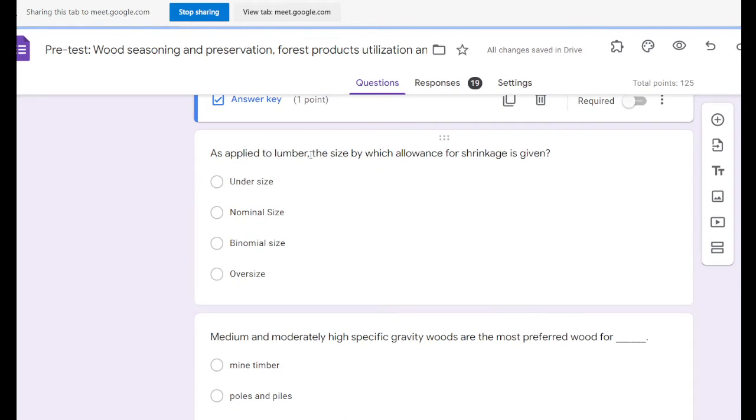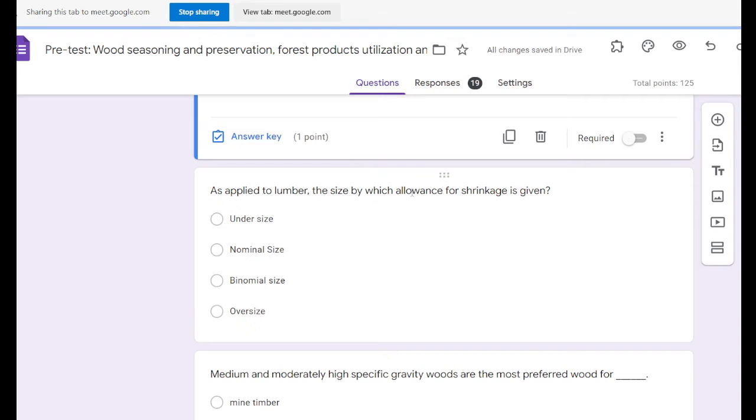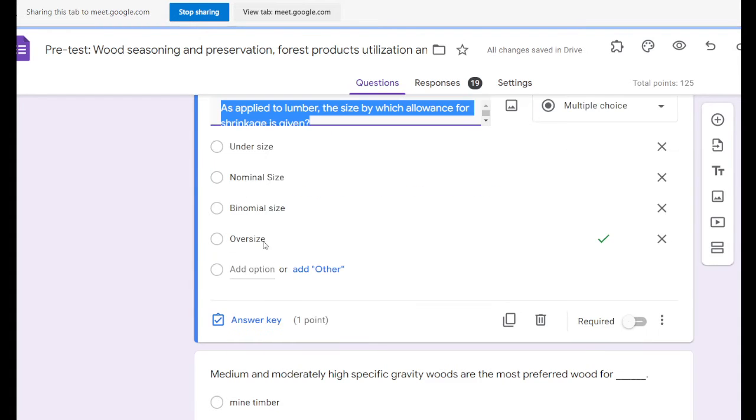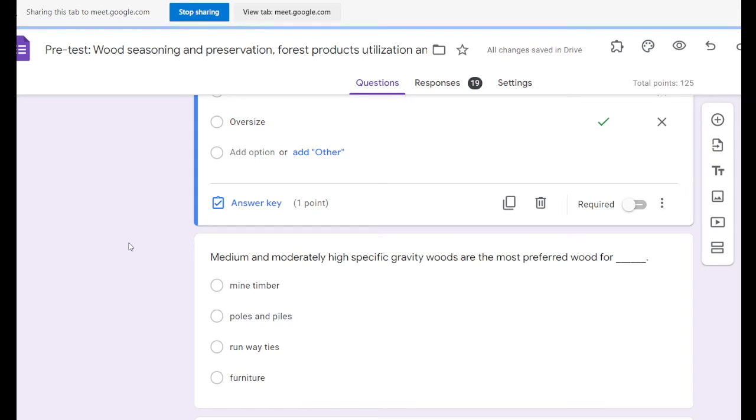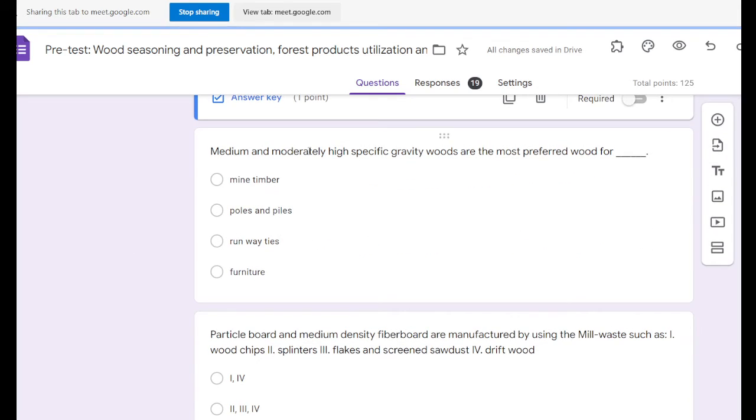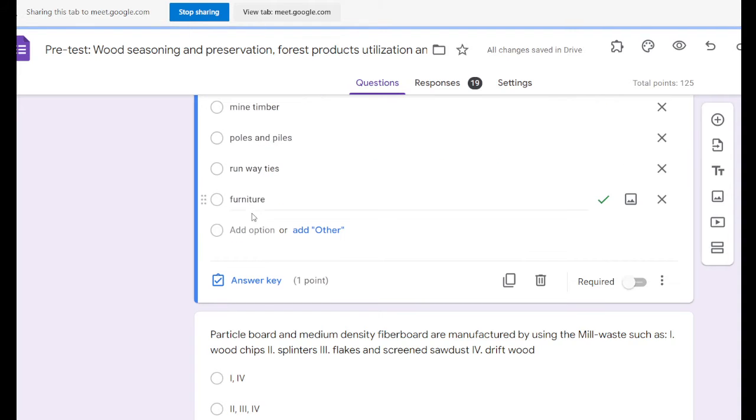As applied to lumber, the size by which allowance for shrinkage is given. So the correct answer for this one is oversize. Okay, since you are providing the allowance. Okay, it's oversize. Next, medium and moderately high specific gravity woods are the most preferred wood for medium and moderately high specific gravity woods. That is for furniture.